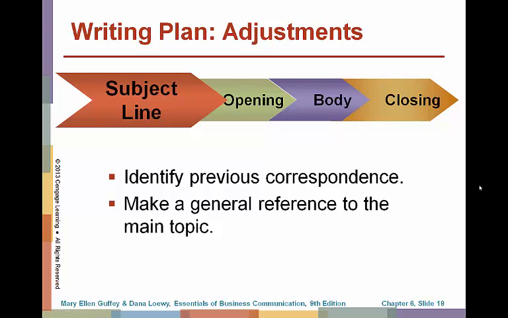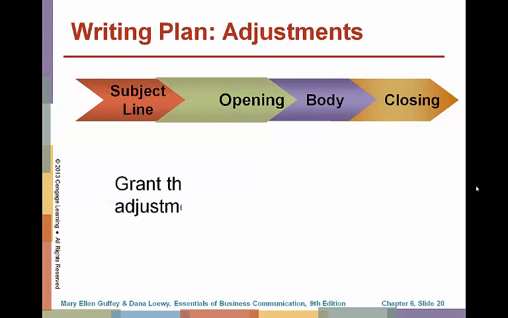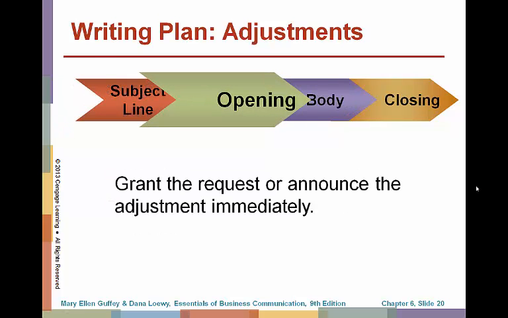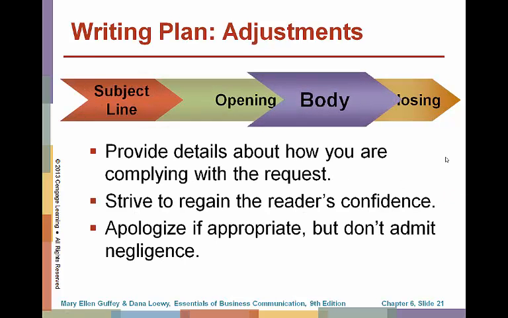Okay, identify previous correspondence and make a general reference to the main topic. These are adjustments. Grant the request or announce the adjustment immediately. Provide details of how you're complying with the request. Strive to regain the reader's confidence. And apologize if appropriate. Don't admit negligence.